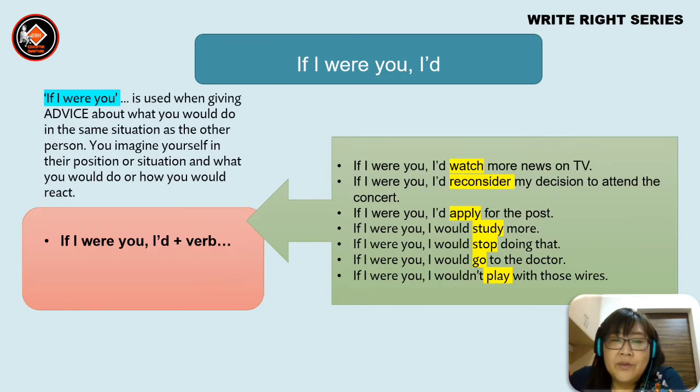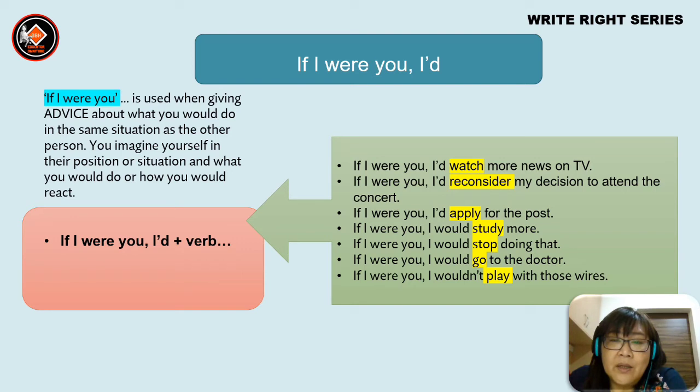If I were you, I'd. If I were you is used when giving advice about what you would do in the same situation as the other person. You imagine yourself in their position or situation and what you would do or how you would react. So the structure: if I were you, I'd plus the verb. These are the sample sentences.